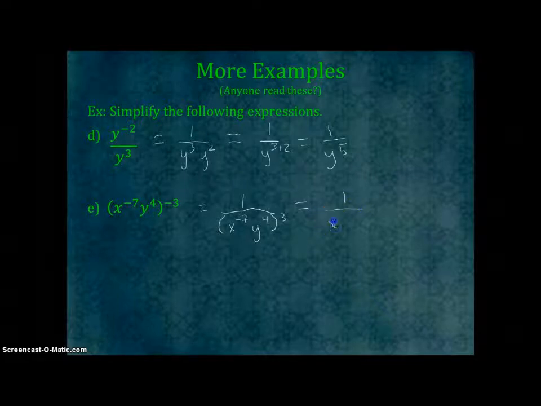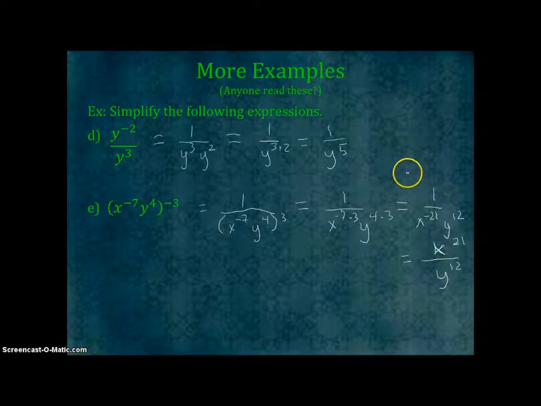So that gets us x to the negative 7 times 3. Remember, if we have an exponent to an exponent, we multiply the exponents. And then y to the 4th times 3. This brings us to 1 over x to the negative 21, y to the 12th. Well, we're not quite done because notice we have a negative exponent still. So we want to bring that up to the numerator, make it positive, and then have y to the 12th left in the denominator for our solution.